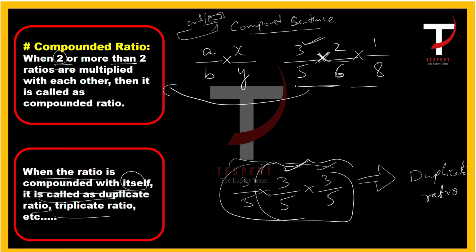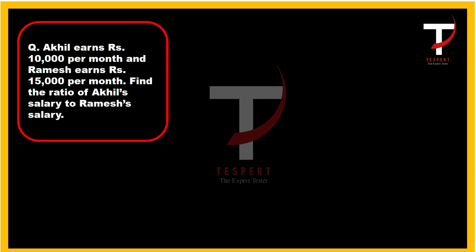So if we are multiplying different ratios, then that's a compounded ratio. Any ratio which is multiplied with itself 2 times is a duplicate ratio. For 3 times, it's a triplicate ratio, right? Let's solve some basic models as far as ratios are concerned.